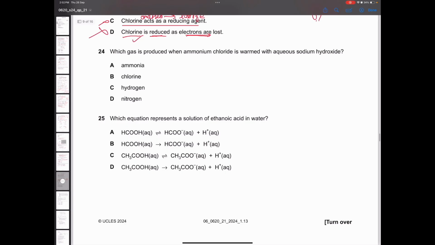Question 24. Which gas is produced when ammonium chloride reacts with sodium hydroxide? We know that ammonium salts, when they react with alkalis, ammonia gas is formed. So you can simply remember this. Option A will be the correct answer.